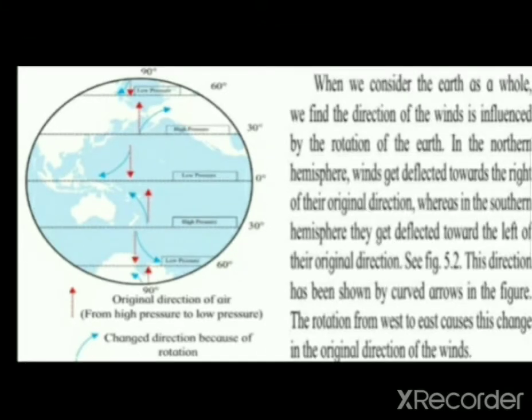So when we consider the earth as a whole, the direction of the winds will be influenced by the rotation of the earth. In the northern hemisphere, winds get deflected towards the right of their original direction. Similarly, in figure 5.2 you can see the curved arrows. The curved arrows show that the rotation from west to east causes the change in the original direction of the winds. So from this we come to know that winds change their directions.